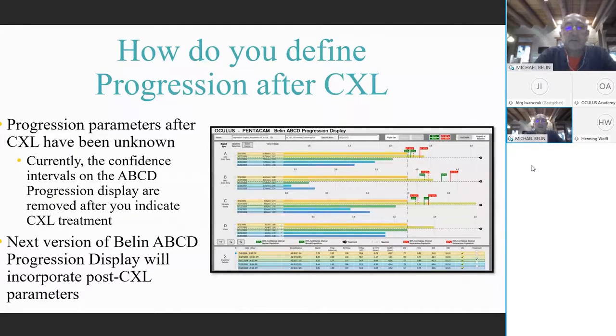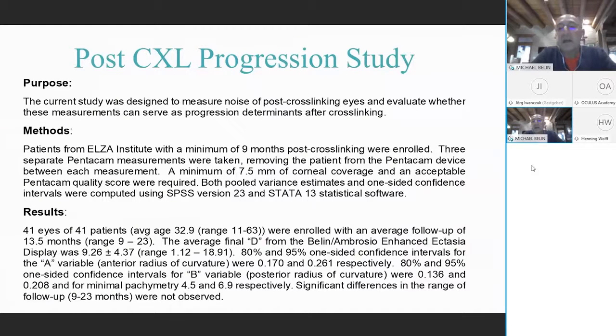The next version of the Belin ABCD, which I hope will be out by ESCRS, if we have ESCRS, will incorporate post-cross-linking parameters. And this is a study that we've completed. It was done with the Elzer Institute in Zurich. It's been submitted to ESCRS, and I'll just read this pretty much from our abstract.